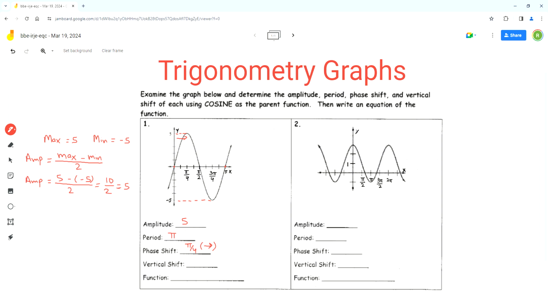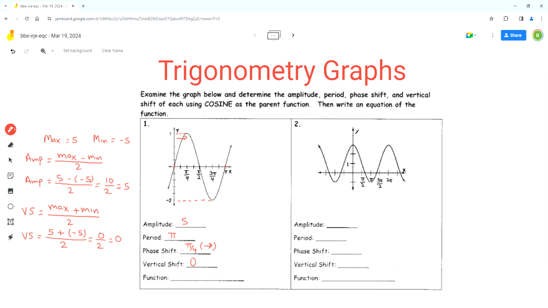Now the vertical shift. There is a formula for vertical shift, and vertical shift is equal to max plus minimum divided by 2. So now we can sub in these values. So 5 plus negative 5 over 2, and 5 plus negative 5 is equal to 0. So 0 over 2, which is equal to 0. So the vertical shift is 0.